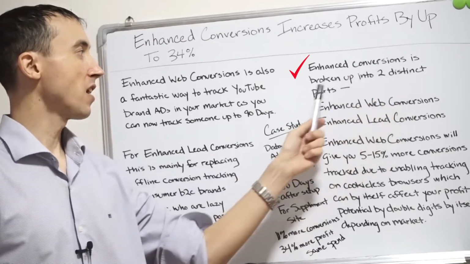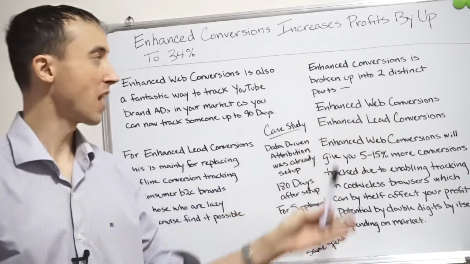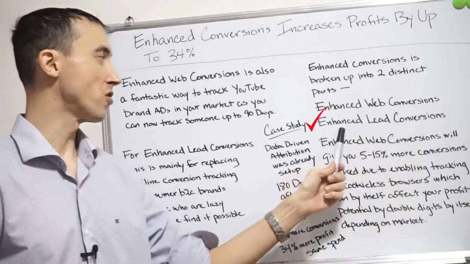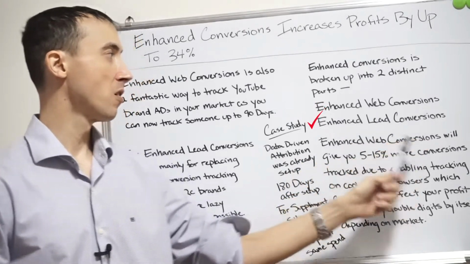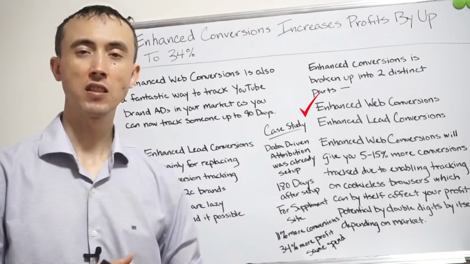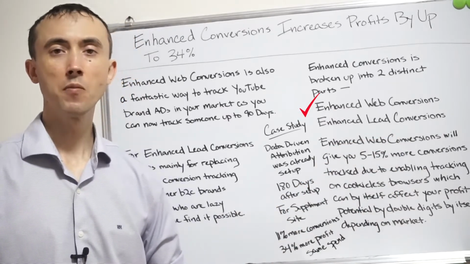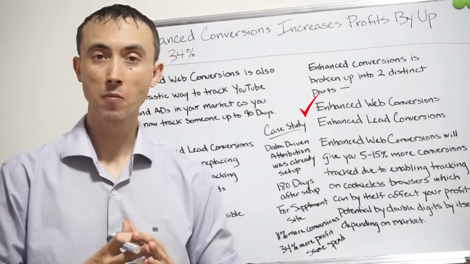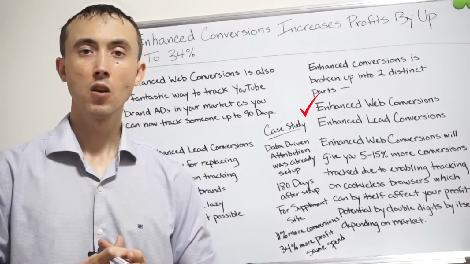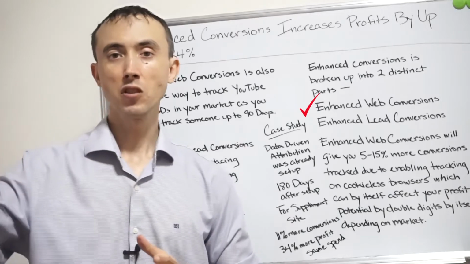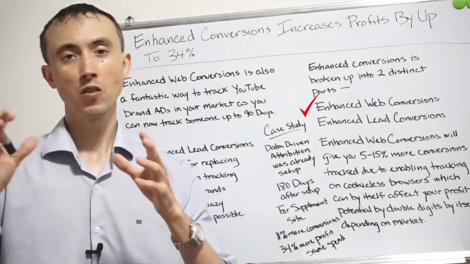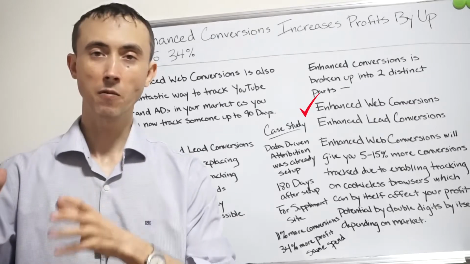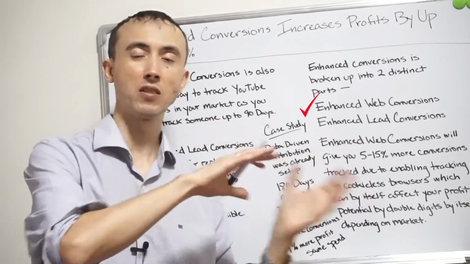Enhanced conversion tracking is broken up into two distinct parts. There's what's called enhanced web conversions, which is an older version, and then there's the newer enhanced lead conversions. They both work off of taking, if somebody fills out a contact form on your site, or if somebody purchases through the shopping cart on your site, the email address and or phone number that you get from either one of those sources and you pass it back to Google.